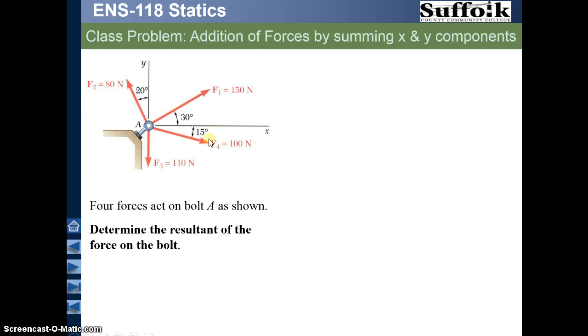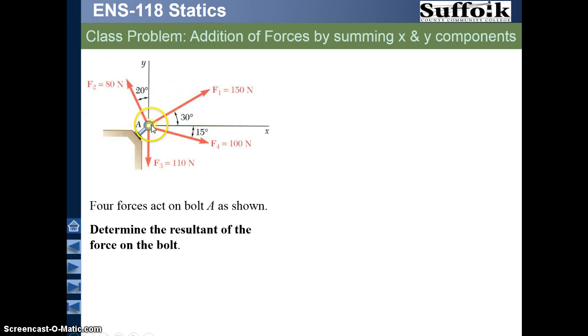And the problem states that we're going to determine the resultant force on that bolt. And you may ask, why are we trying to even attempt to solve for the resultant force? Well, the resultant force will be the equivalent force of the combination of these forces acting on a specific angle with respect to this x-axis.